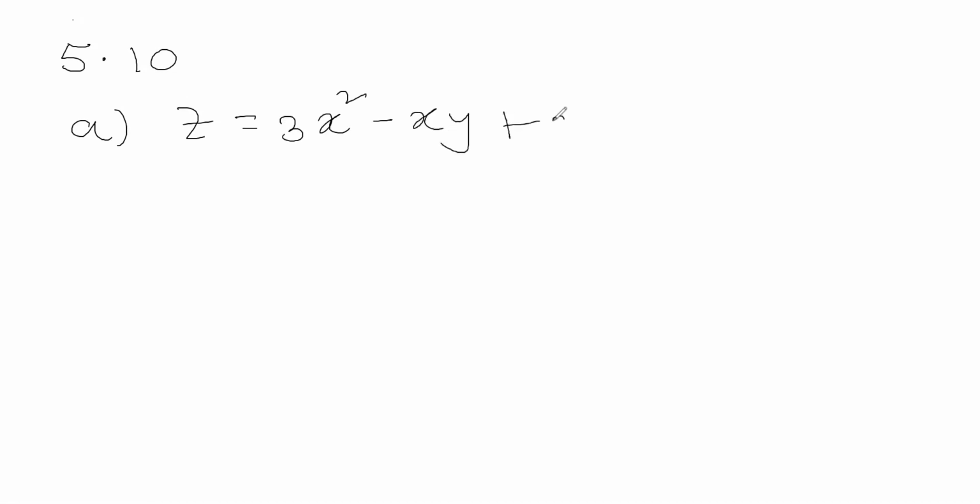Hello students. Now let's do some exercises on optimization with two variable cases. For that I am taking problem number 5.10 from chapter number 5 of Edward Dowling's book. Here in question number A, z is given as a function of 3x square minus xy plus 2y square minus 4x minus 7y plus 12.